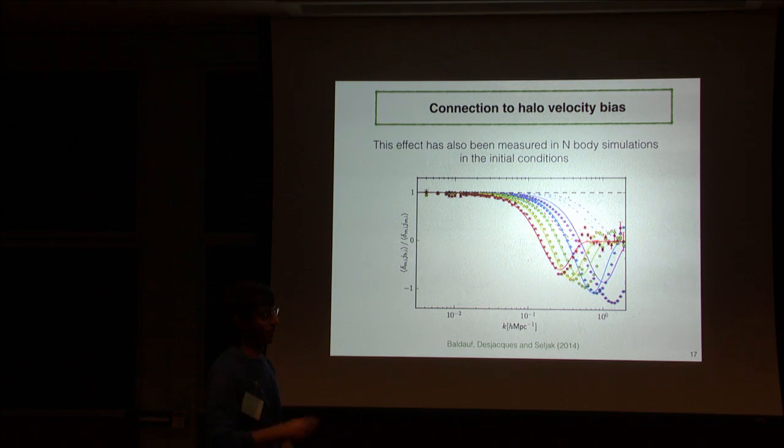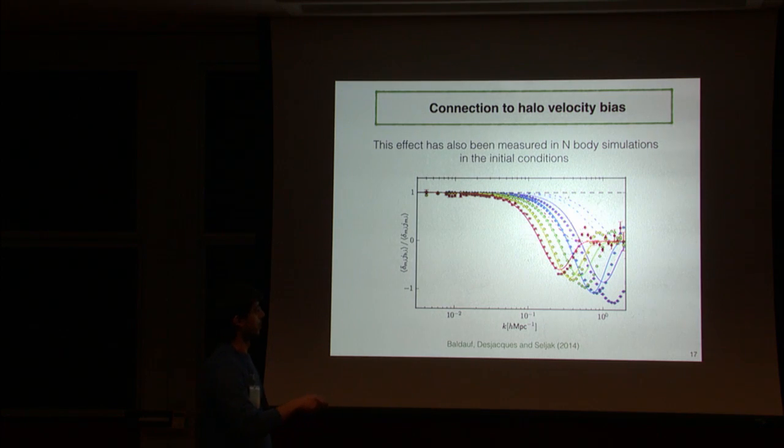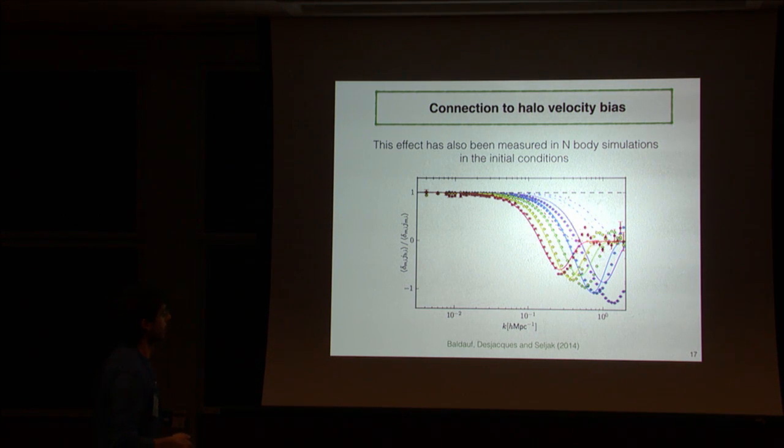And actually, Ravi already showed the other plot of the paper where this is. Here there is no redshift dependence. In this plot they just show the measurement at initial conditions at redshift 99. The points are the measurements. The solid line is the prediction including the velocity bias, and the dashed-dotted line is the prediction not including it, and the suppression is just given by the window function.